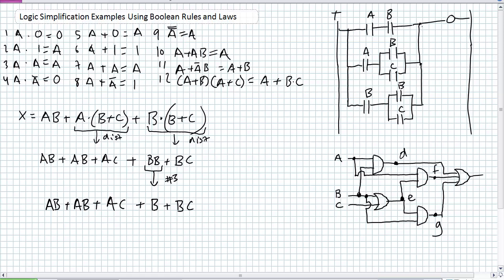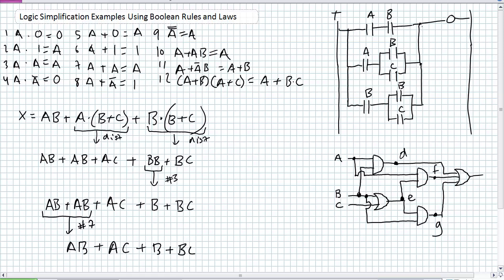What else out there might you see for our rules? I'm going to look at this guy. Look at that. You've got two duplicate things being ORed together. What about rule number 7? Duplicate ORed with duplicate is that original single value. So I'm going to say number 7. I can simplify that down to just AB.